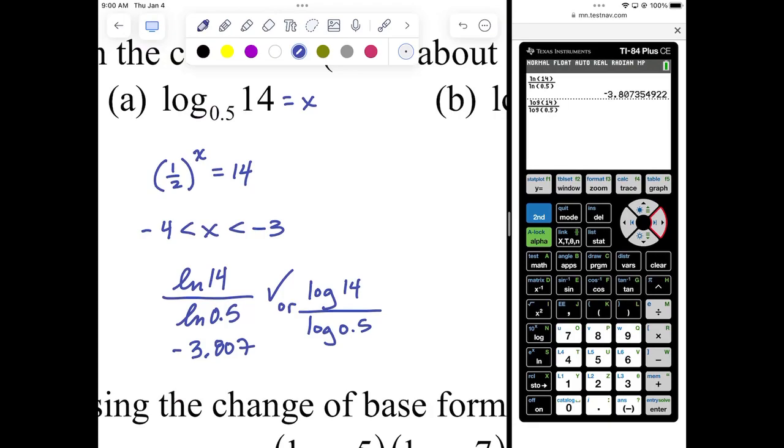If it's a different number than -3.807, then we'll quit studying logs for the rest of the year. We'll just watch Charlie Brown's Happy New Year special. Okay? Does that sound good? Ah, it's the same answer. Thank goodness. Thank goodness math works, right?